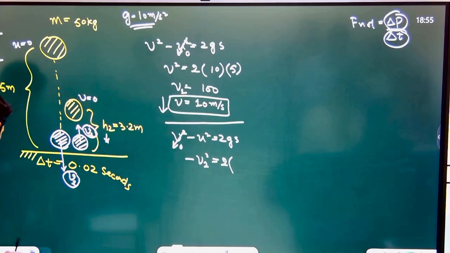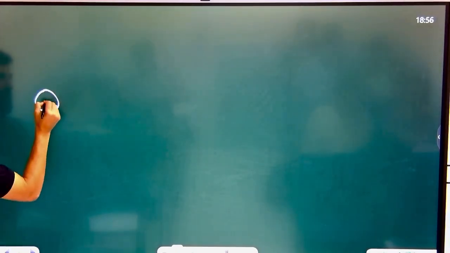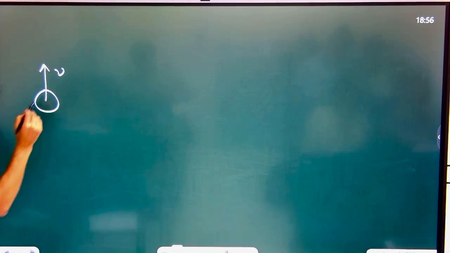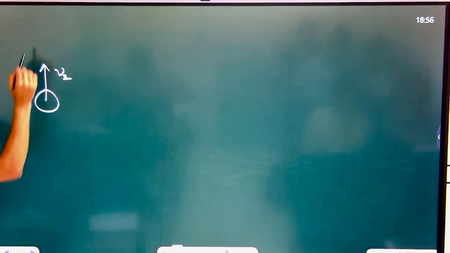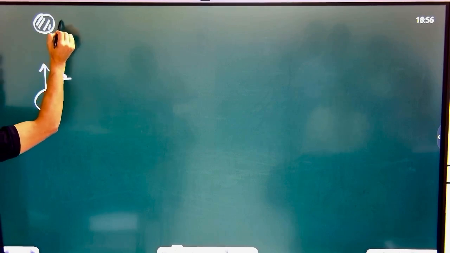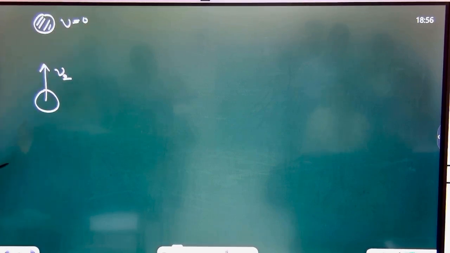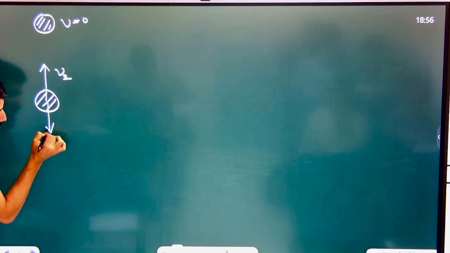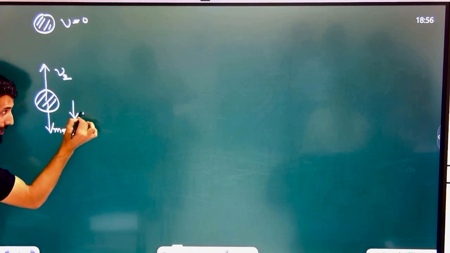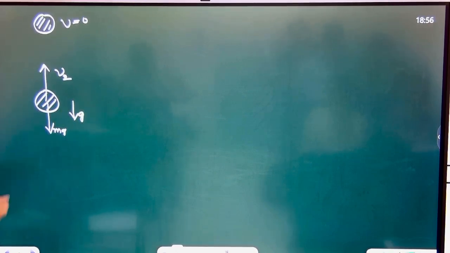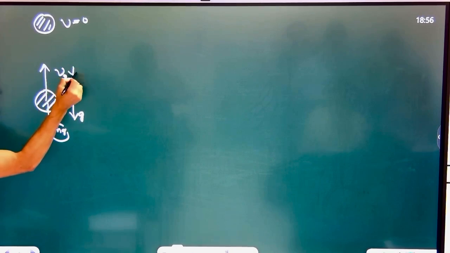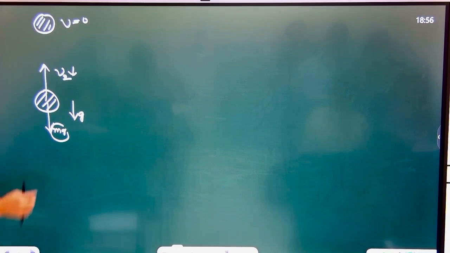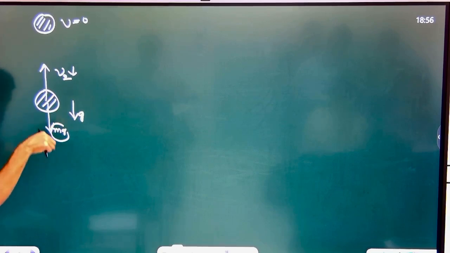Listen to me. The ball is going upwards with velocity v2. After some time this ball stops, and its final velocity is 0. The force of gravity mg is acting downwards, and g is always downwards. Due to this force, the velocity v2 continuously decreases and becomes 0. What is making this velocity 0? The force of gravity, one force acting continuously downwards.